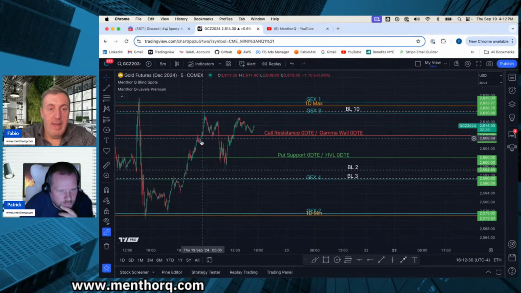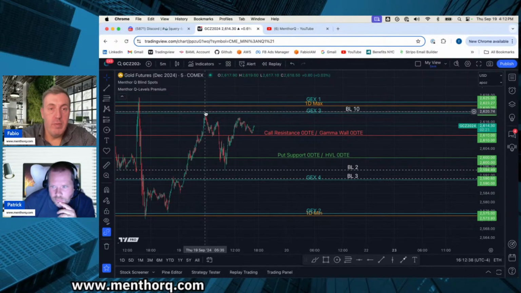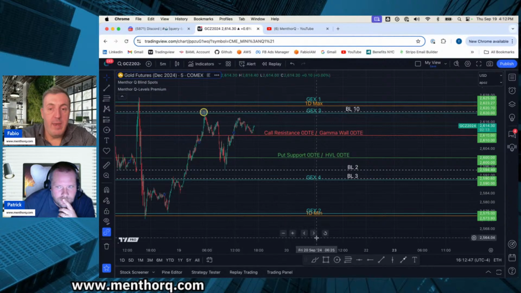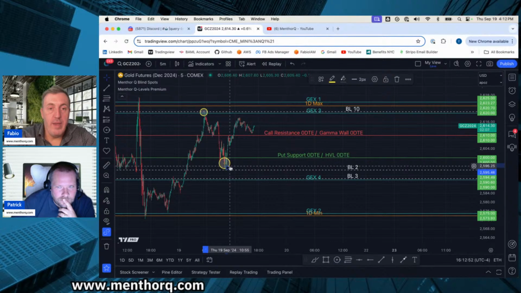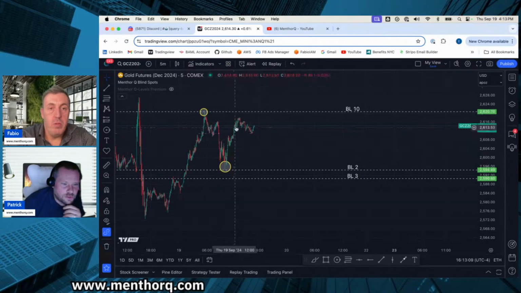So again, levels from last night, big pop-up, put support all the way to the GEX 3 BL10 level. This was basically the rejection point. So let's put it right here. And then again, we went all the way down to our BL put support level right here. And now we kind of stall around this area. So again, we can take away the gamma levels. It was a perfect move from blind spot to blind spot and almost the same level all the way up here. Yeah, this was amazing.